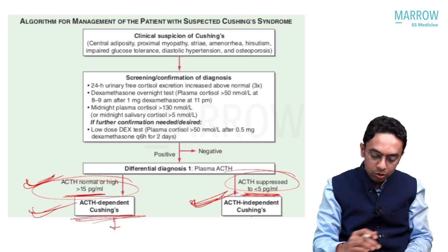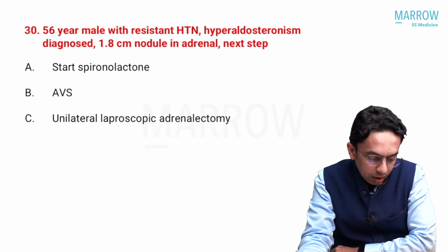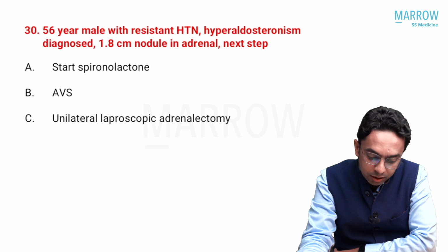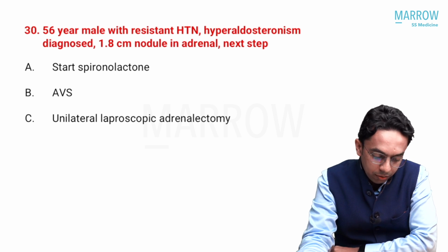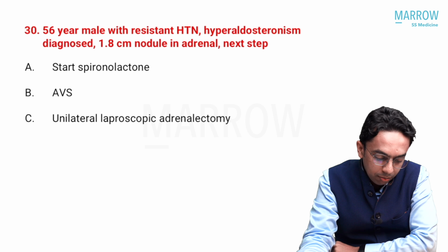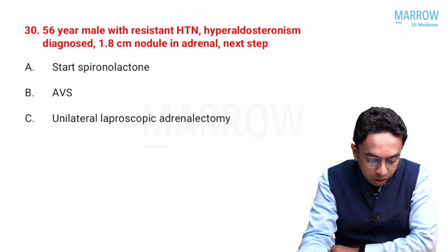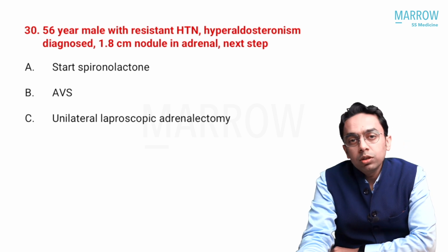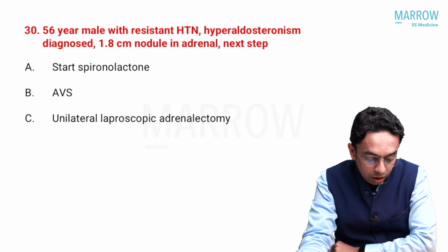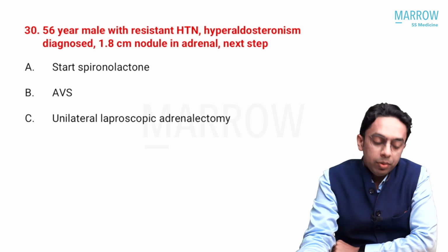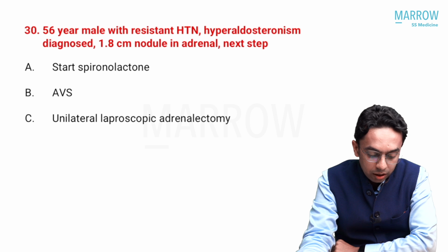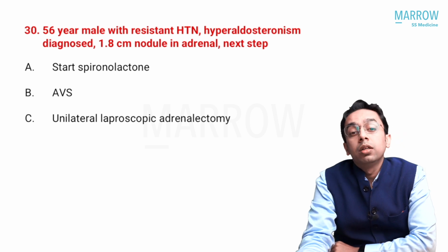Okay. So coming to question number 13: a 56-year-old male with resistant hypertension, hyperaldosteronism diagnosed, and a 1.8 centimeter nodule in the adrenal. What is your next step? Do you want to start spironolactone? Do you want to go for adrenal venous sampling, or do you want a unilateral laparoscopic adrenalectomy?